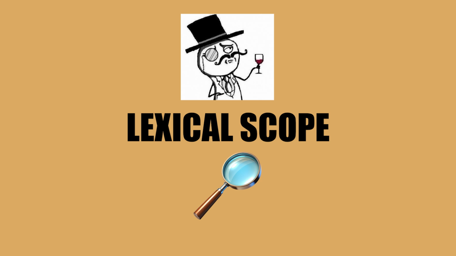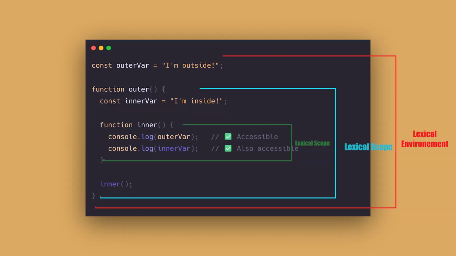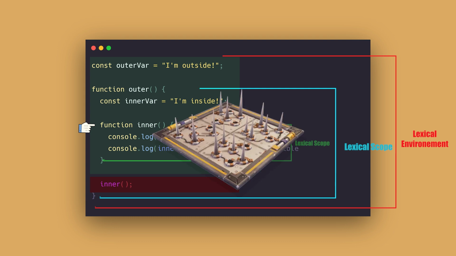That's where lexical scope comes in. I know it sounds fancy, but bear with me. Lexical just means based on where something is written in code. Functions in JavaScript remember the environment where they were defined, not where they're called. Let's test that with a little trap.